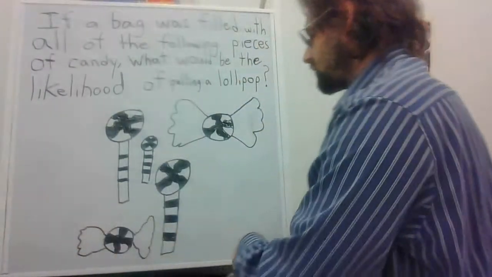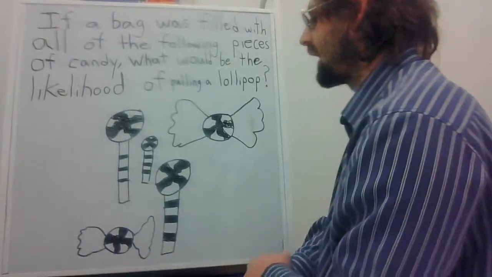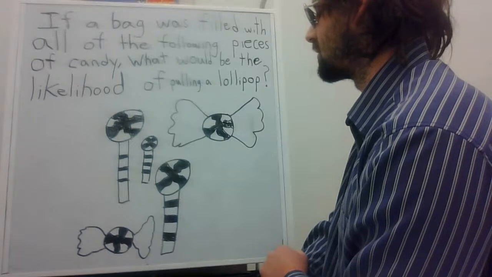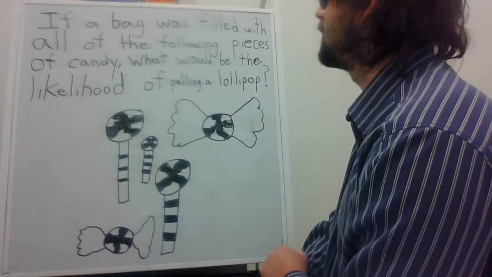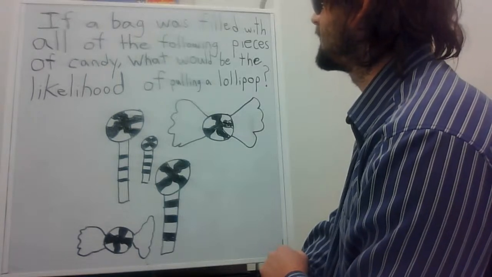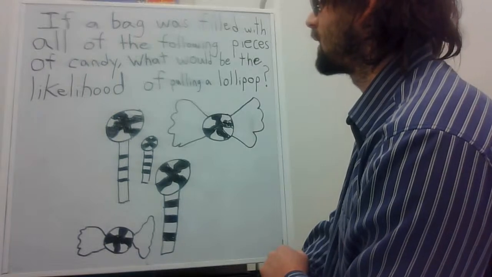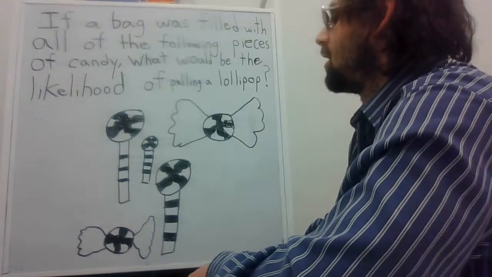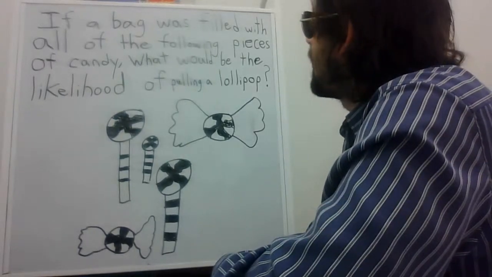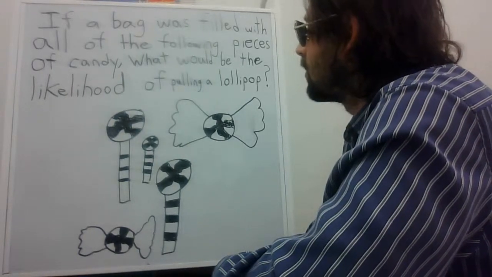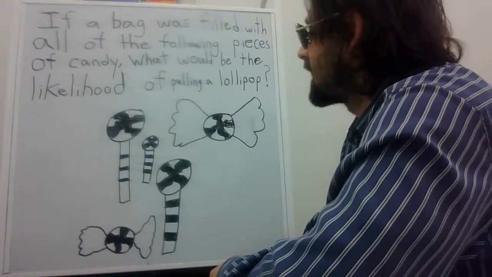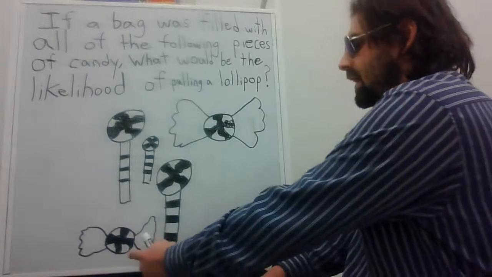All right, so same exact problem. Only thing I did differently was I changed the number of candies that we have. If a bag was filled with all of the following pieces of candy, what will be the likelihood of pulling a lollipop? So again, we start off by counting the total pieces of candy. The total pieces of candy is going to go on the bottom. That's what the denominator is going to be. So here we go. Ready?